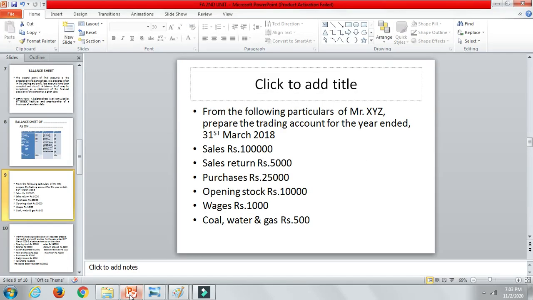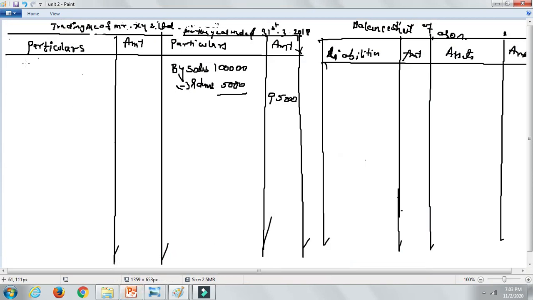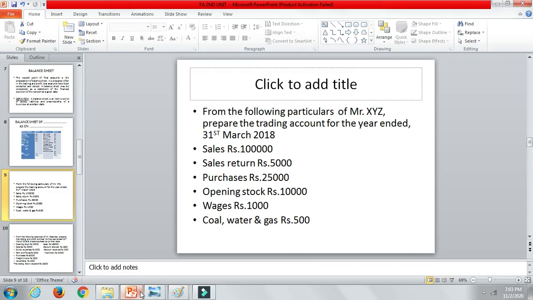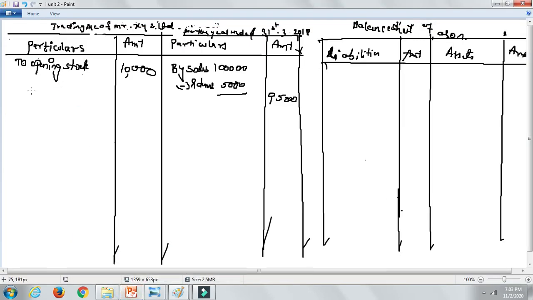What's the next one now? You have purchases. Opening stock you need to take first, all the time. Opening stock 10,000, and you have purchases 25,000. I'm telling again and again, all the expenses will come on the debit side, all the incomes will come on the credit side. So purchases we have taken.